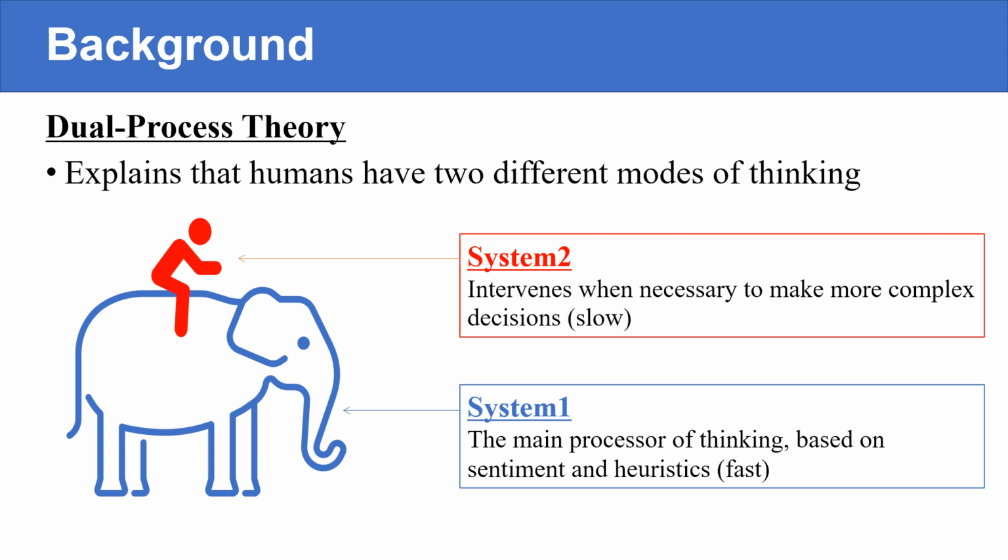Next, we talk about the dual process theory, which explains that humans use two different modes of thinking like this picture here below. The blue elephant represents System 1, the main process of thinking based on sentiment and heuristics. And the red human above represents System 2, which intervenes when necessary to make more complex decisions. And our human moral judgment can be also explained by this theory.